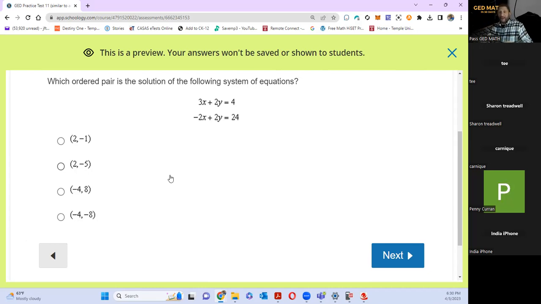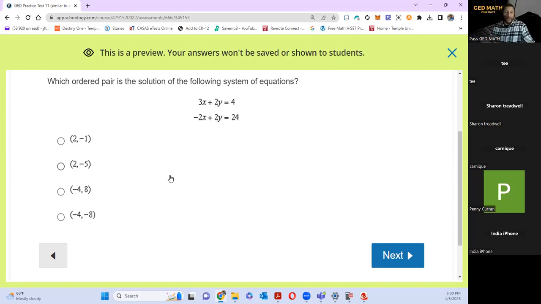Everybody on this phone call, on this Zoom session, make sure you know terminology. That's a big reason why people are getting problems wrong. You have to know the terminology. When you're solving a system of equations, you want to eliminate one of the variables. There you go, one of the variables, correct.